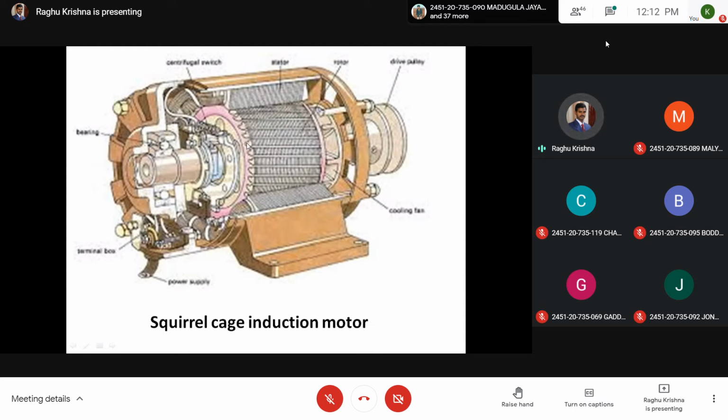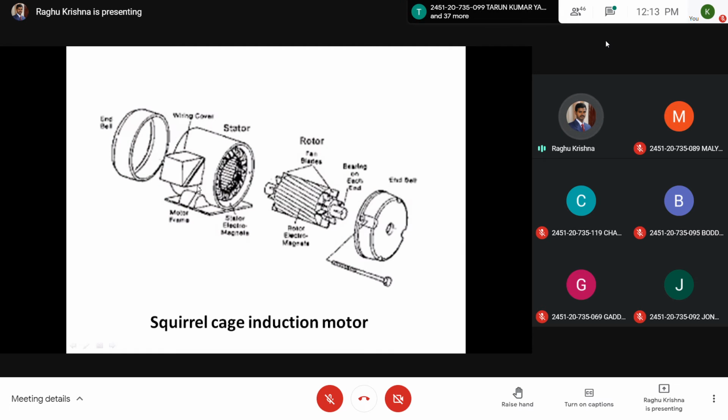Here the rotor will be having rotor conductors, and the rotor conductors are given a slight skew. You can see they are not perpendicular to the ring. This is done in order to avoid magnetic locking between the stator teeth and the rotor teeth. And here you can see the end rings.